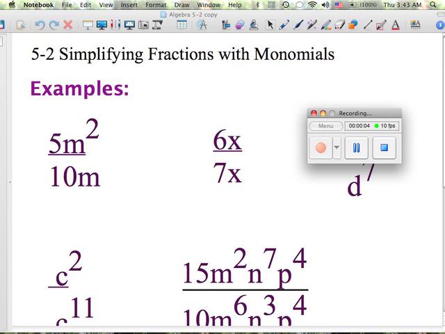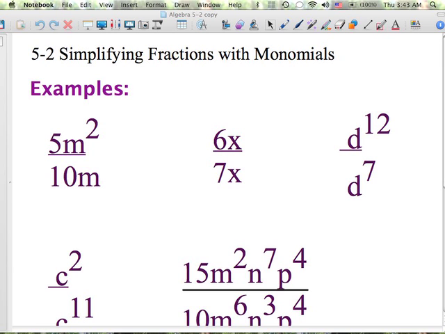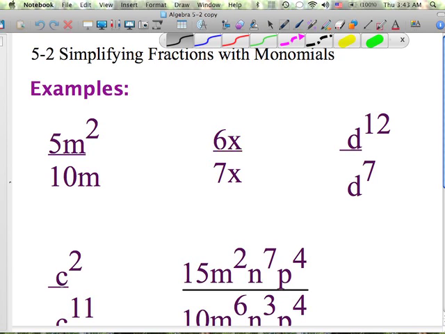Chapter 5, Section 2 deals with simplifying fractions with monomials. In these examples, we'll be canceling out just like we do with fractions. So in the first example, 5 goes into 5 once and into 10 twice. And then the variables, there's one m here and there's one m here, leaving me an m. So I get m over 2.